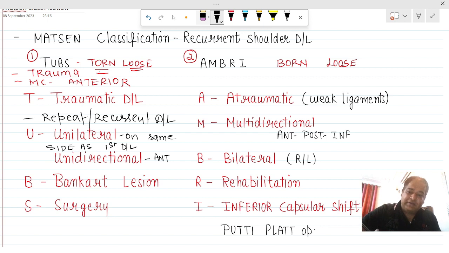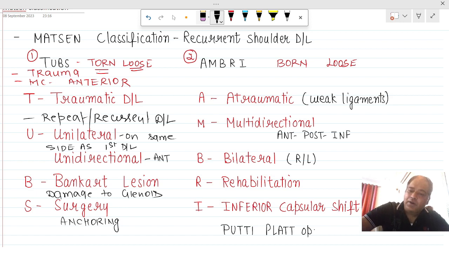Now, when there is traumatic dislocation, your patient has Bankart lesion. What is Bankart lesion? Remember, Bankart lesion is the damage to glenoid. And if there is Bankart lesion, surgery is the only treatment. Anchoring: you anchor the glenoid labrum back to the glenoid bone. You can do it by open method or by arthroscopic method, right?